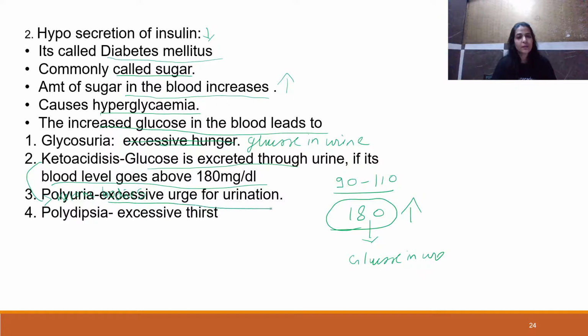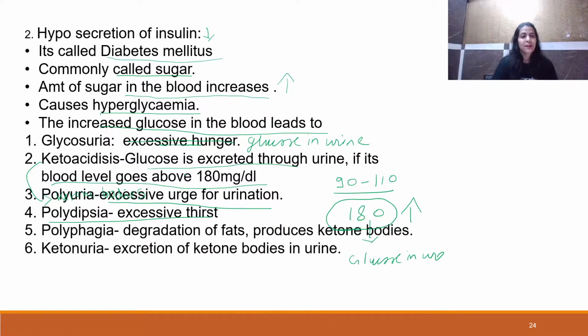There will be excessive urge for urination. Such people will have excessive urge for urination because the osmotic pressure of the blood has gone high because of the presence of glucose in their blood. So they always want to excrete urine. They will have polydipsia, excessive thirst. Since they are urinating a lot, their blood volume goes down and they would want more water. They are very thirsty. All right.